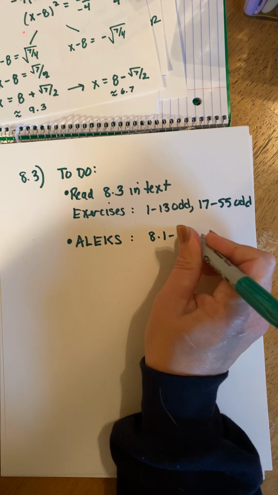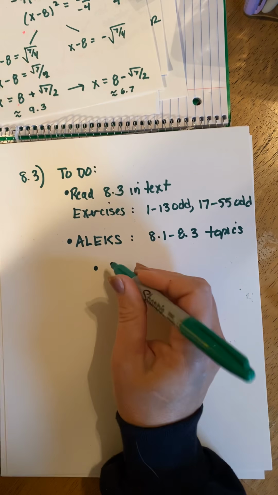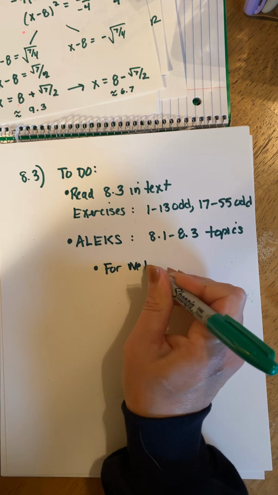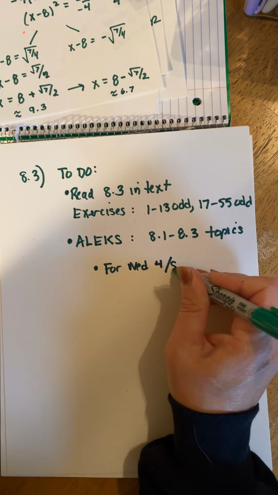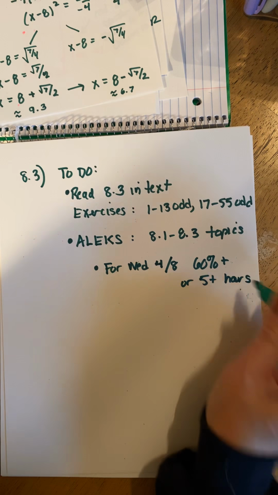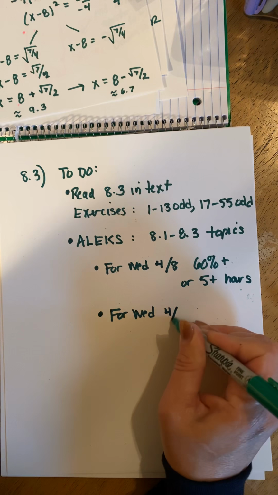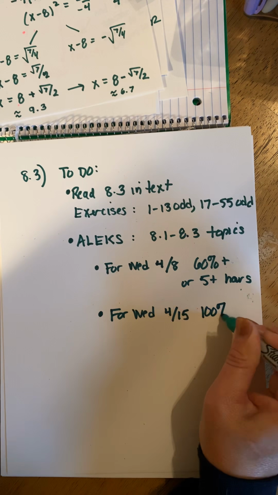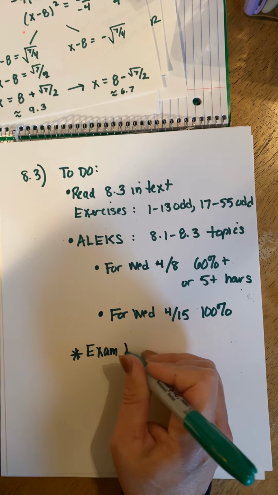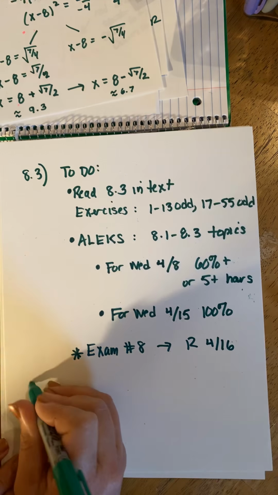We can now do 8.1 to 8.3 topics. You only had a little bit due a couple nights ago. So for Wednesday, for 8, you want 60% plus or 5+ hours. Remember, you have a test in less than 2 weeks on Chapter 8. There's only 4 sections, so get busy. So for 4:15, you want 100%, right? And don't forget that you have exam number 3, Chapter 8, on Thursday, 4:16. Super duper important.